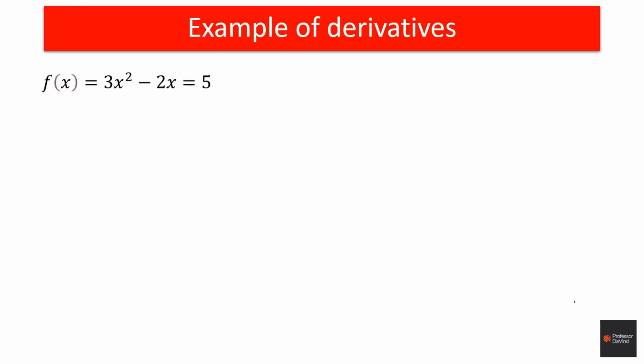Let's see some examples of derivatives. Let us take the function f(x) = 3x^2 - 2x + 5. To find the derivative of the function f(x) with respect to x, we have to use the power rule for differentiation. So what is the power rule?